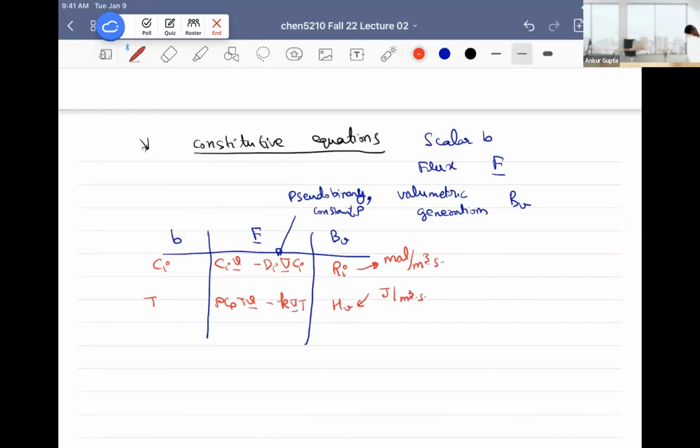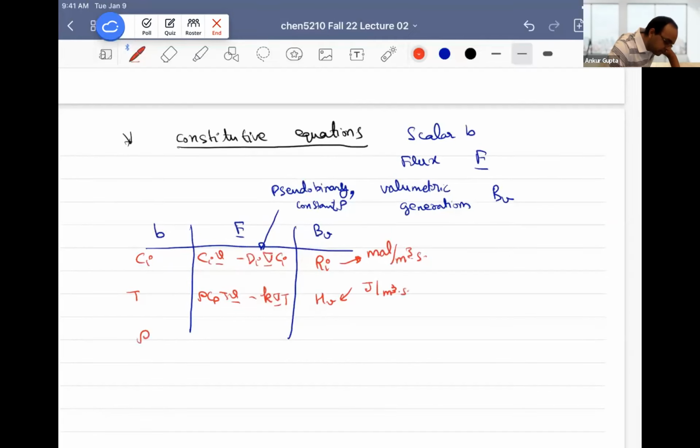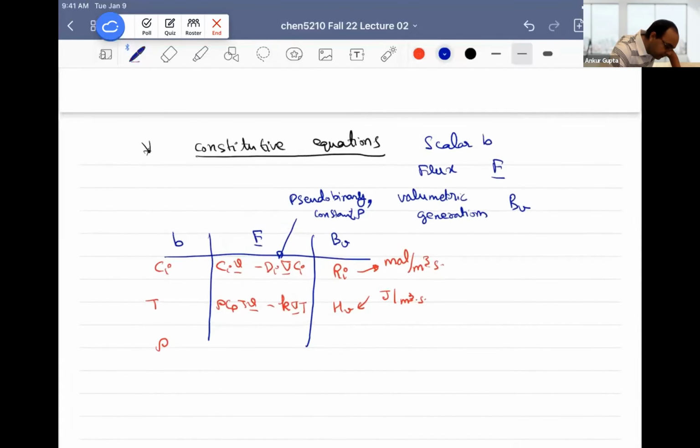So what is an example of a heat generation? Recoil or reaction, or some electric heating and so on, that is joule per meter cube second. All right, and my favorite scalar here is the total density, rho. Now I'm looking to get an answer of what is going to be the total flux. What do you think is the total flux for total density rho?